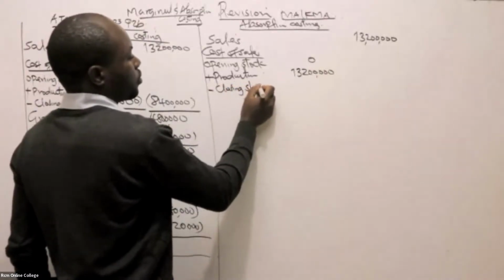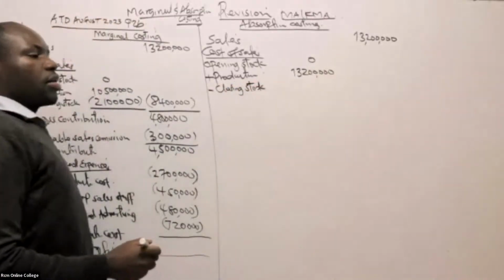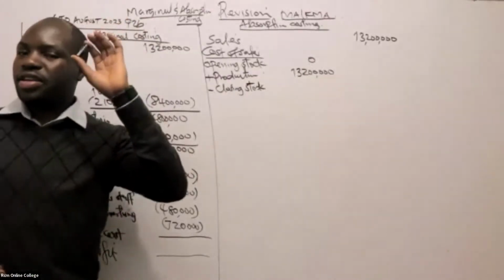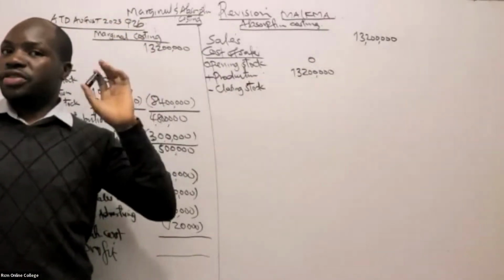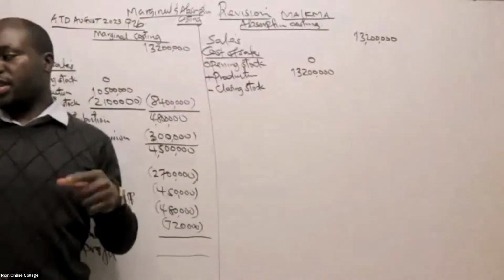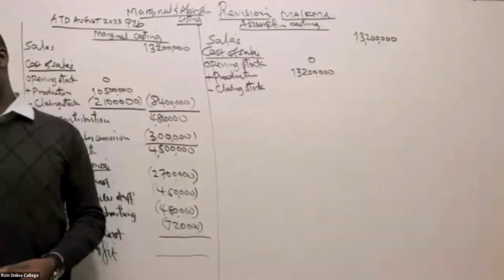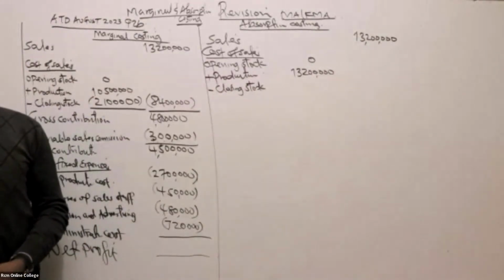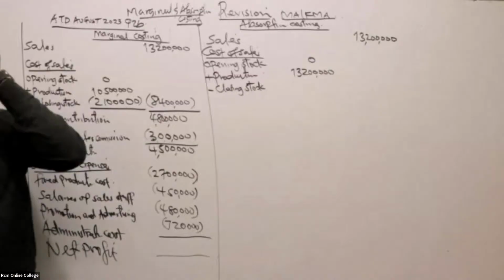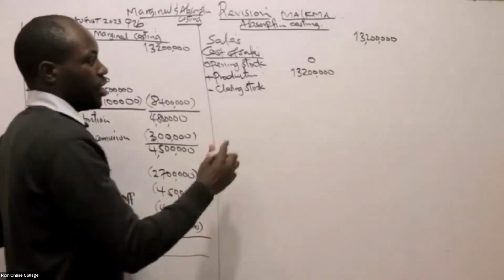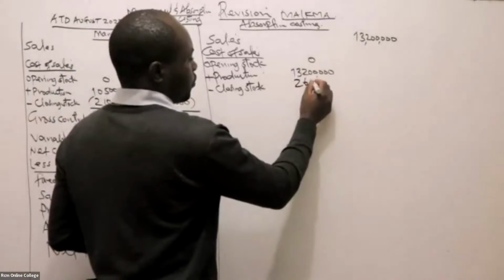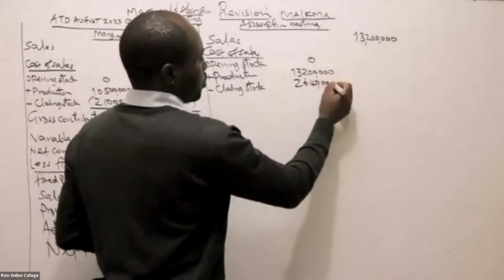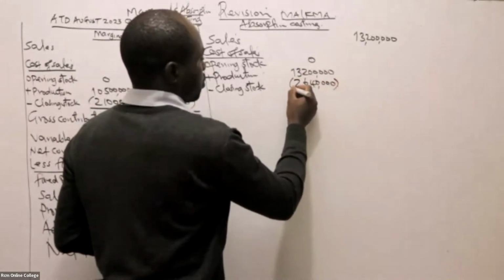We need to less closing stock. Our closing stock is still 6,000 in units, but now the cost of closing stock will change. It will be 6,000 times 440. So what are we getting? 6,000 by 440 is 2,640,000. That is what we need to less.